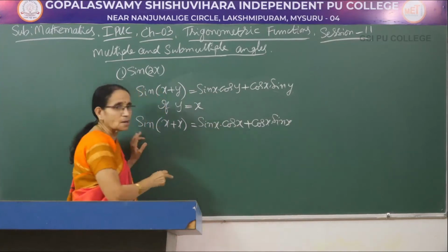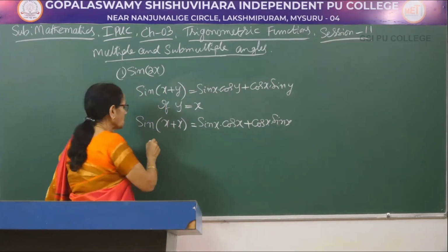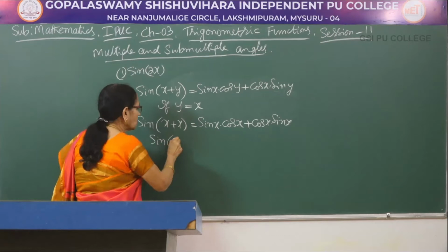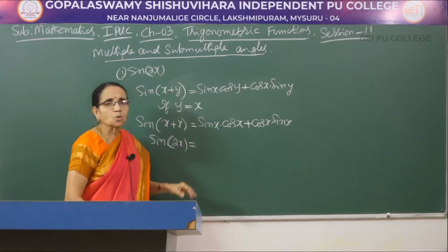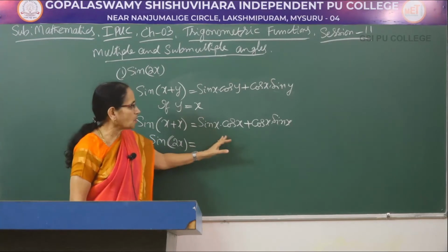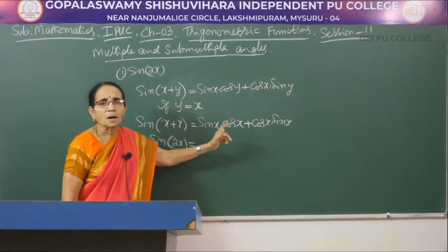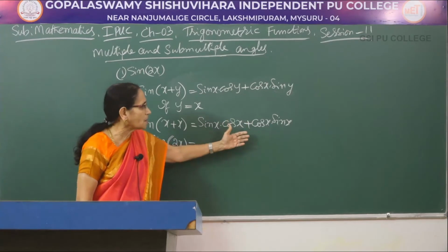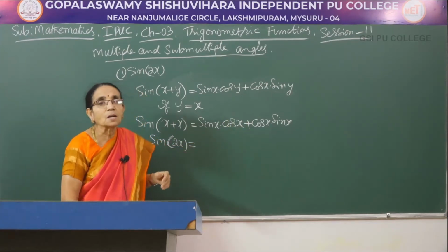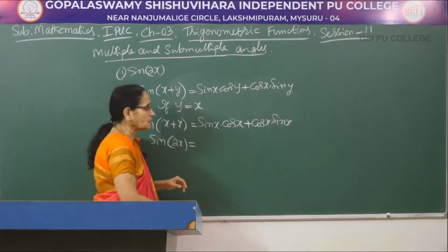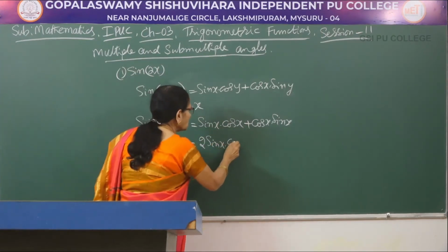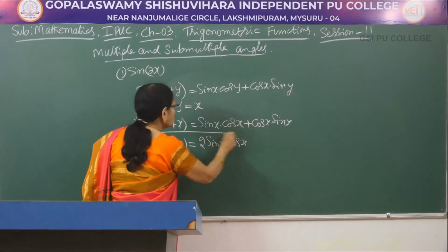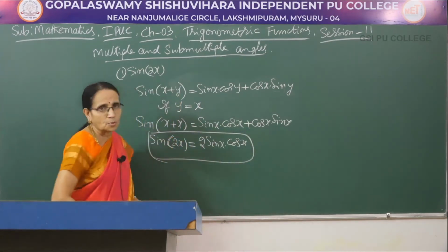Look at the left hand side. It is x plus x, that is sin of 2x. Isn't it? Sin of 2x. Right hand side, there are 2 terms here. Sin x into cos x. The other one is also cos x into sin x, or you can write sin x into cos x, the same term is repeated, and in between we have the positive sign. So, this becomes 2 times sin x into cos x. Now, this is the formula for sin of 2x.